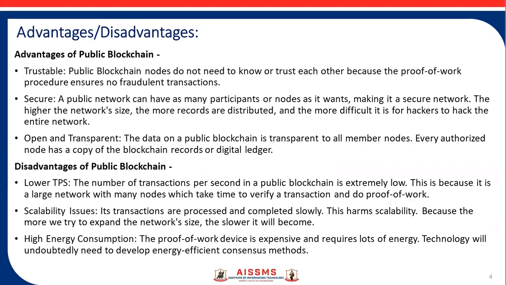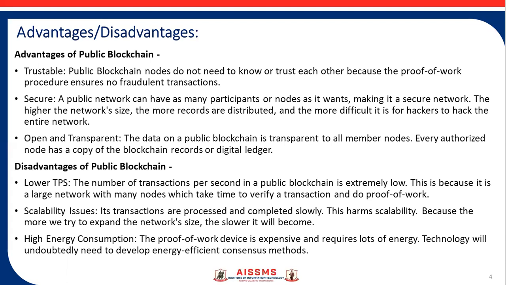Then there are several advantages. First one is the public blockchain is trustable, then secure, and next is open and transparent. Trustable means public blockchain nodes do not need to know or trust each other because the proof of work procedure ensures no fraudulent transaction. Then next is secure. Secure means a public network can have as many participants or nodes as it wants, making it a secure network. The higher the network size, the more records are distributed and the more difficult it is for hackers to hack the entire network. And last one is open and transparent. The data on a public blockchain is transparent to all the nodes. Now, every authorized node has a copy of the blockchain record or digital ledger.